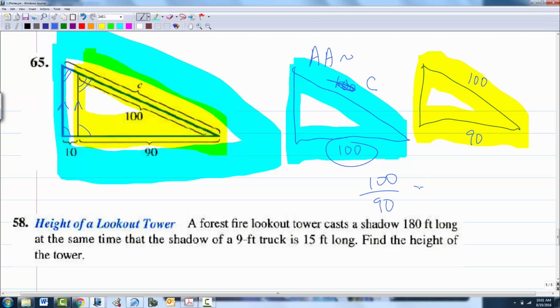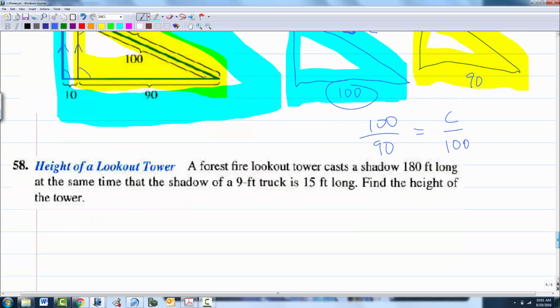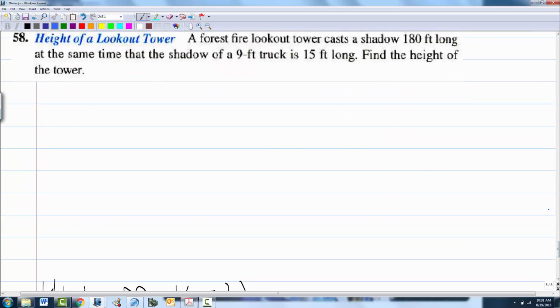100 over 90 equals C over a hundo. And then cross multiply and solve. Got it? All right, and then try to draw this last one. And then we'll leave you alone.